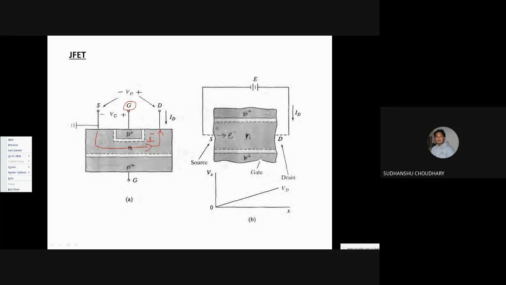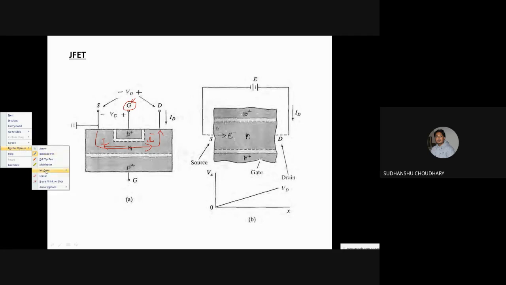Since the source is emitting electrons which are collected at the drain, when electrons are moving from left to right, the current will be from right to left. That is, the current will be from drain to source. Now this drain to source current can be controlled by the gate. You apply some bias voltage on this gate, so that voltage will control the current between drain and source. How it is controlled, we will study.